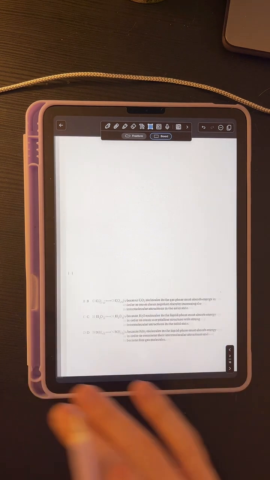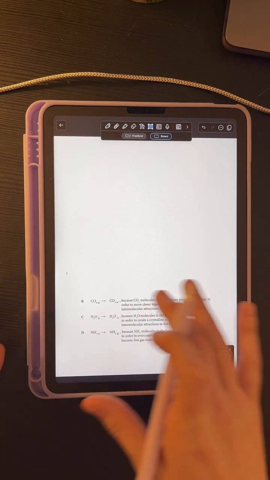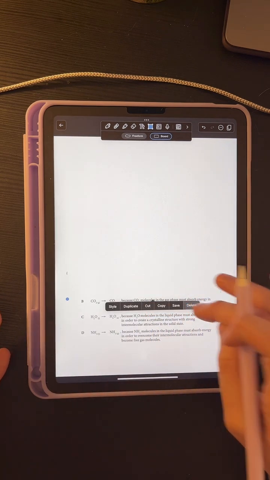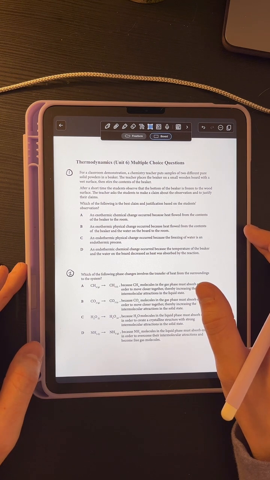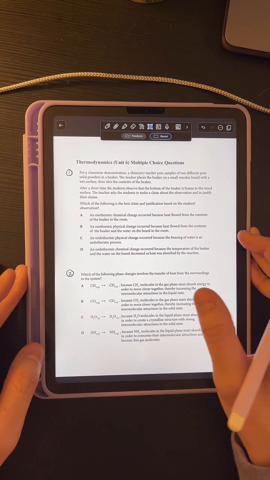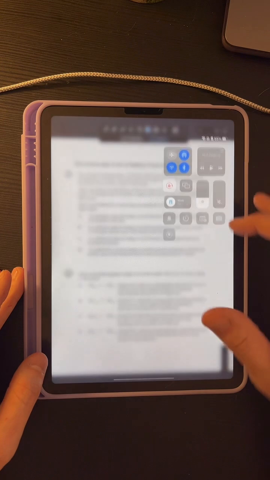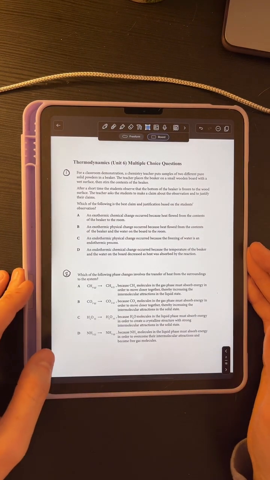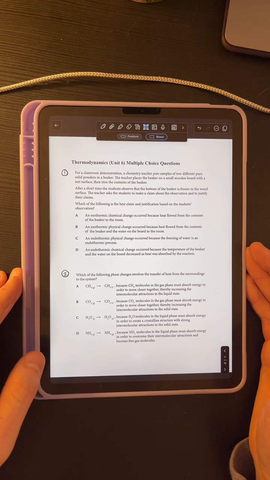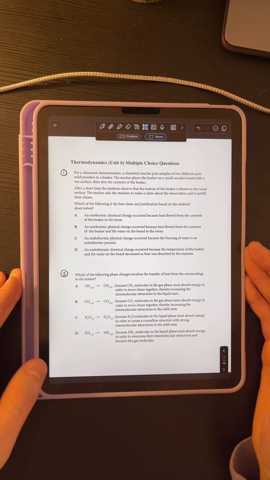So let's go ahead. We're going to, what happened to my, there we go, there it is. So we're going to go ahead and I am going to turn the brightness down. I'm looking at my screen just to see if you can see this.